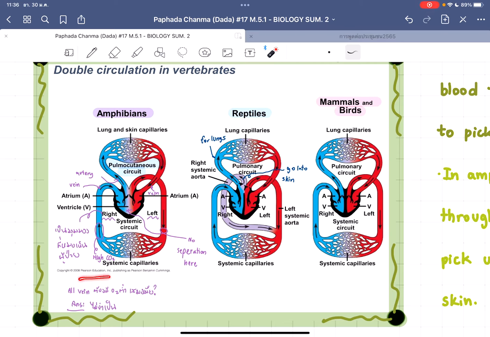And we have an extra question. Do all veins need to have low oxygen? The answer is no.